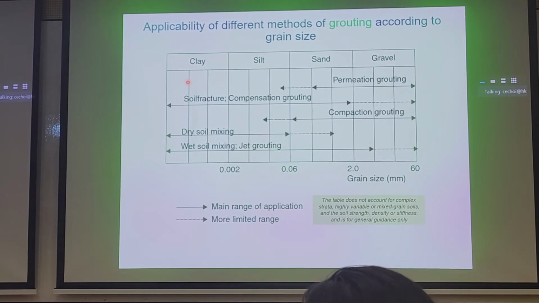For example, if you're carrying out jet grouting through multi-layered soil, you would have different mixing properties for the sand layer compared to the clay layer that you'll encounter. So you have to account for these issues, and this is just a general guidance on what type of grouting method to use purely based on the particle size diameter.